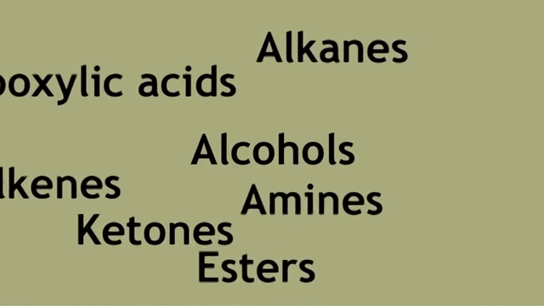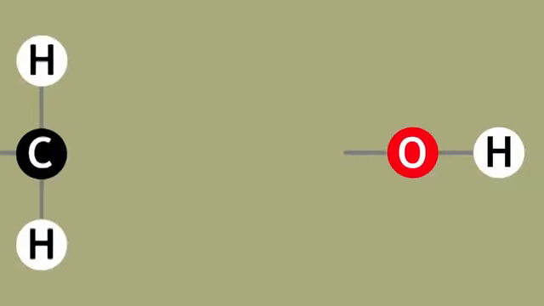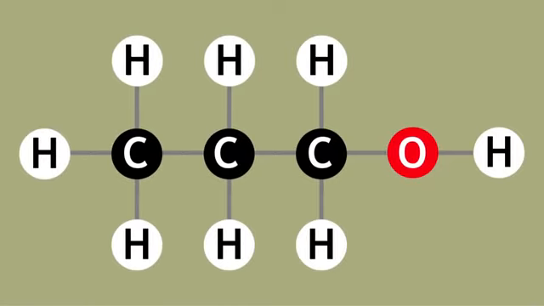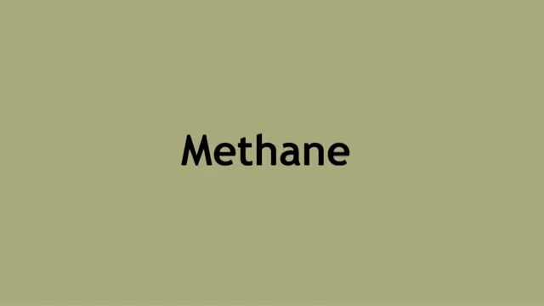You may have heard of the alcohol group. This is a hydroxyl group and is a hydrogen bonded to an oxygen, which is then covalently bonded to the rest of the molecule. This group can be attached to any of the alkanes to form alcohols, their names all ending in ol. For example, methanol, ethanol, and propanol.